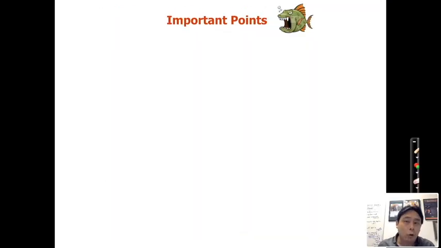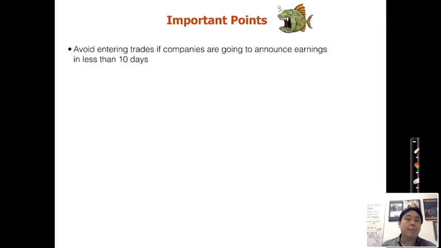A few important points to note when swing trading, especially for the BMR setup. Avoid entering trades if companies are going to announce earnings within the next 10 days. Because remember that if they announce earnings that go against your direction, it could gap up or gap down and you could lose more than 1 hour. So it's best to avoid earnings, and in fact, you could also exit just before earnings are announced.